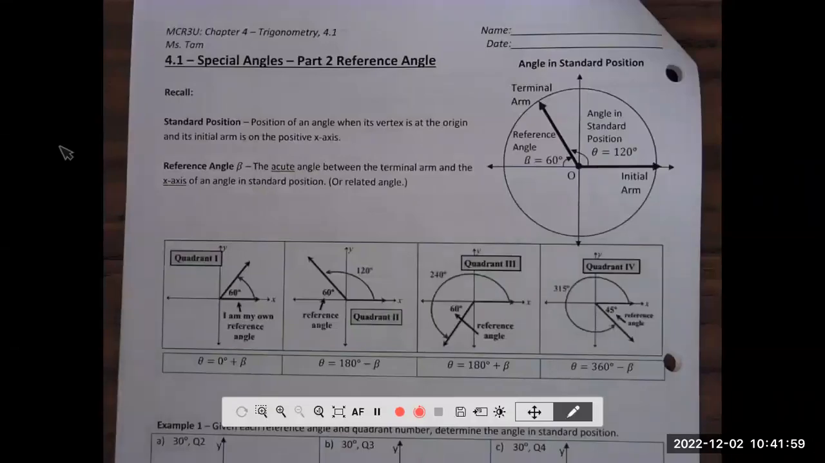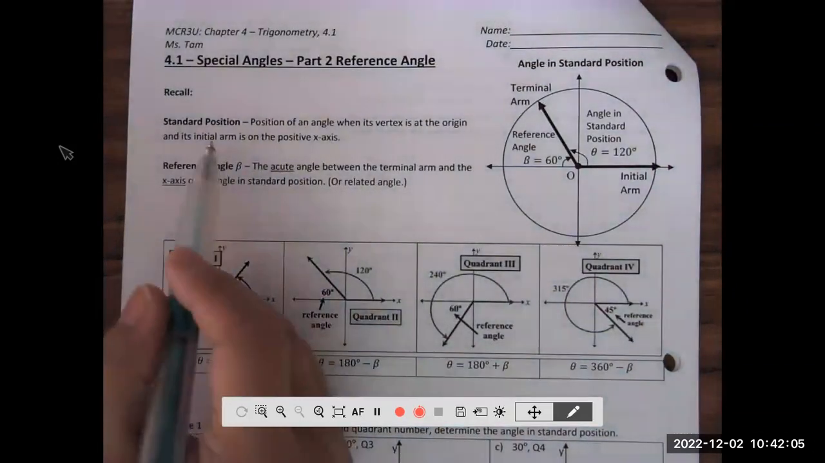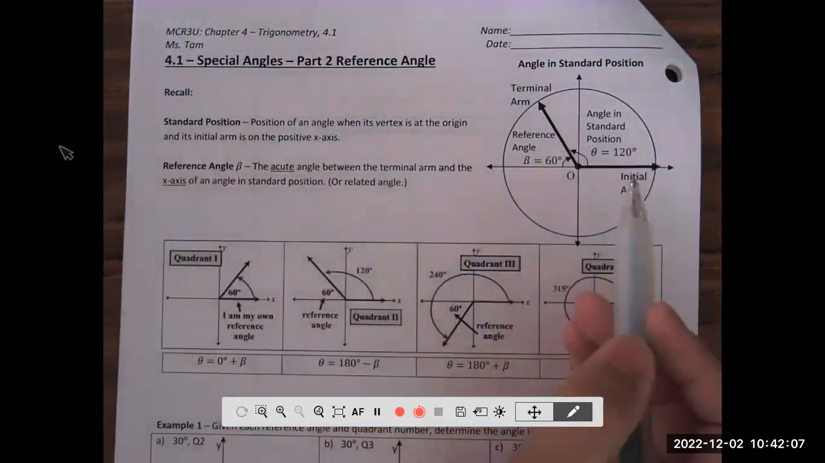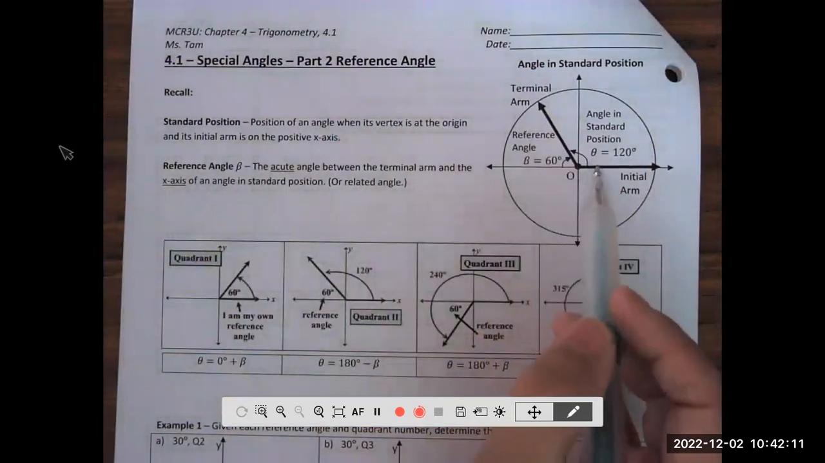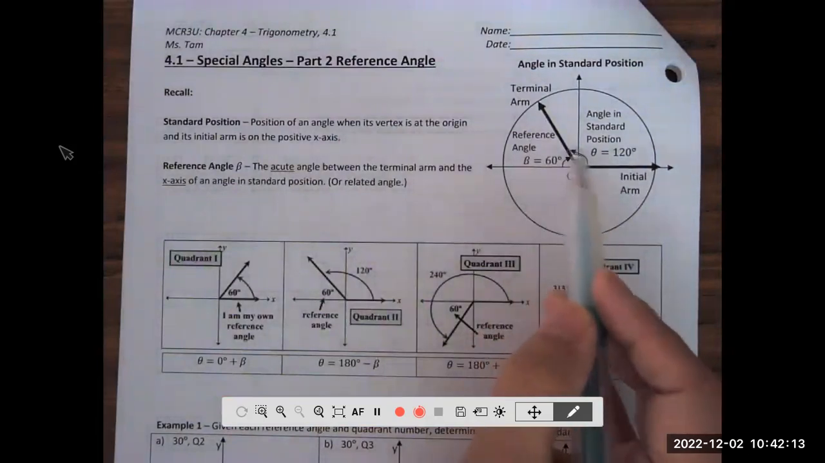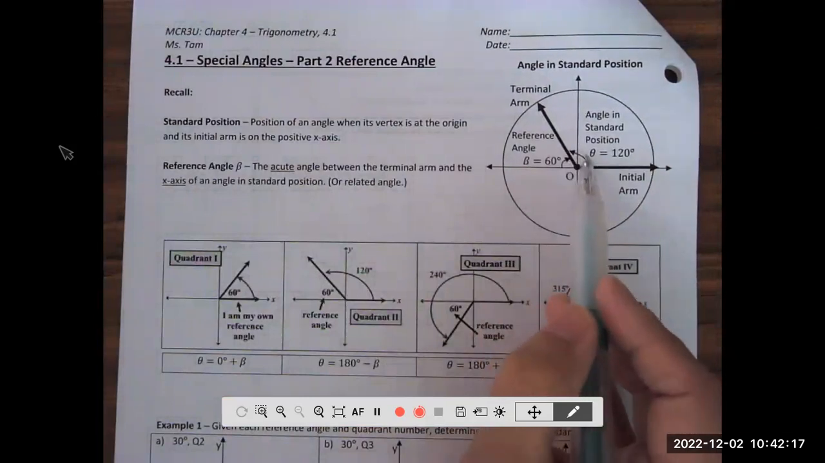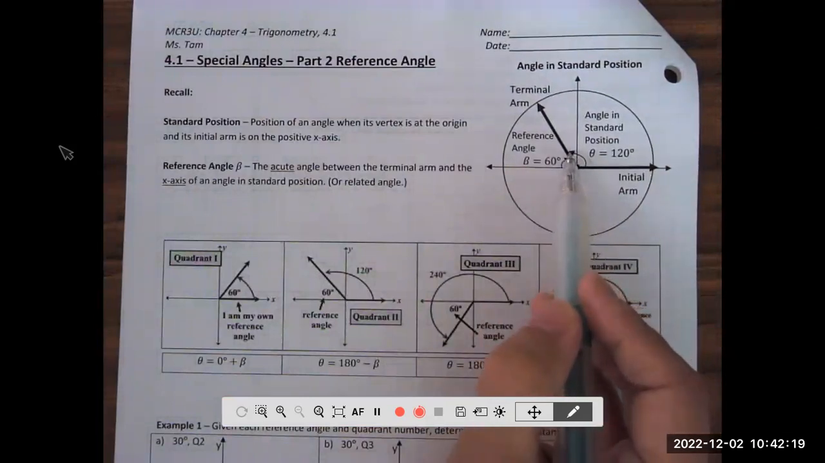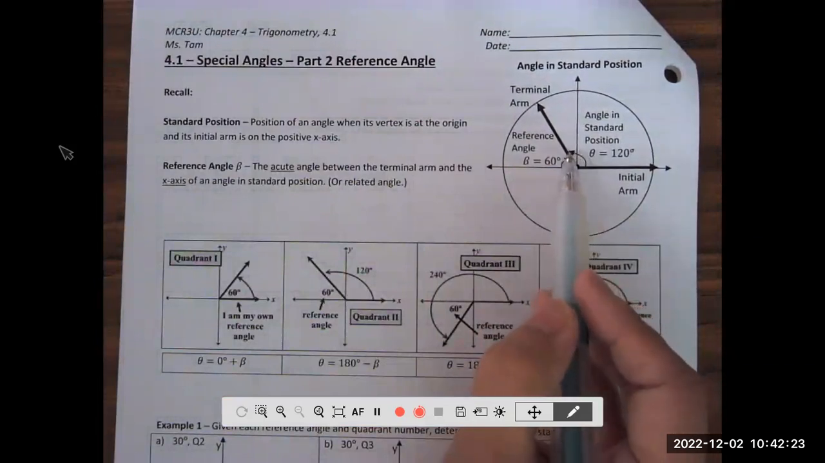Okay, so just as a reminder, we have two definitions here that we're going to discuss today. We have our standard position. So if this is our initial arm and this is our terminal arm, we are looking at this angle to be standard position, and it goes in a counterclockwise direction. And we know that directionality by the way in which we draw our arrow.